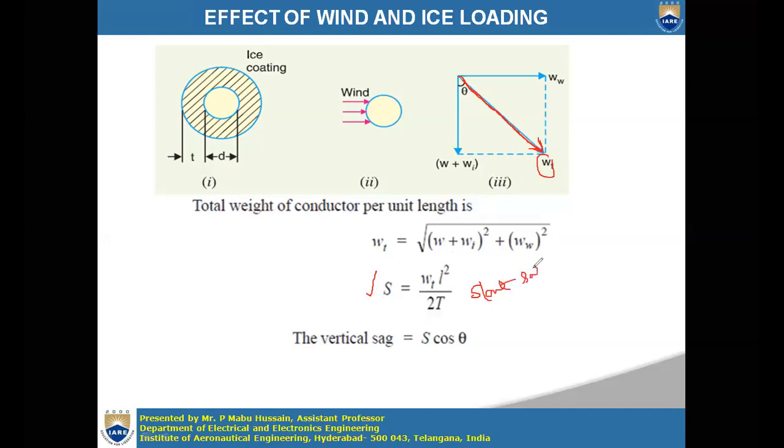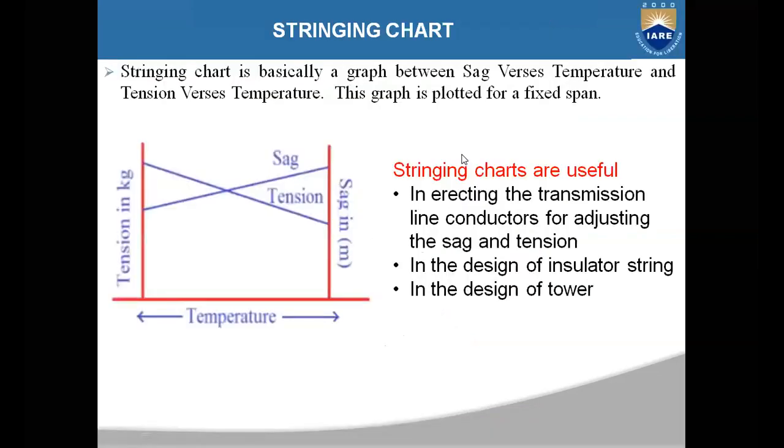Now if you want to calculate the vertical sag, you have to consider the vertical direction. So this will become S into cos theta. Vertical sag is equal to S into cos theta. Here, in this direction, you can calculate the slant sag S. Up to this we already discussed in the previous lecture, so I just recalled it to you. Now today's lecture is about stringing chart and sag template.